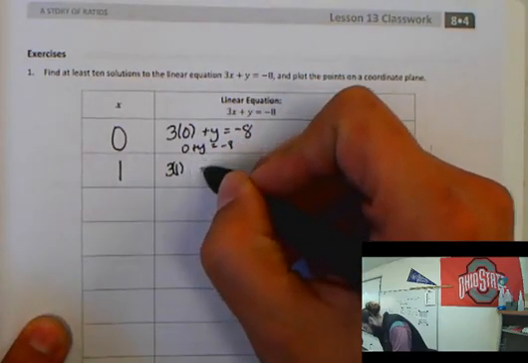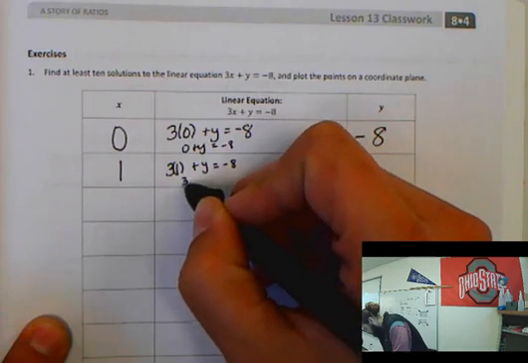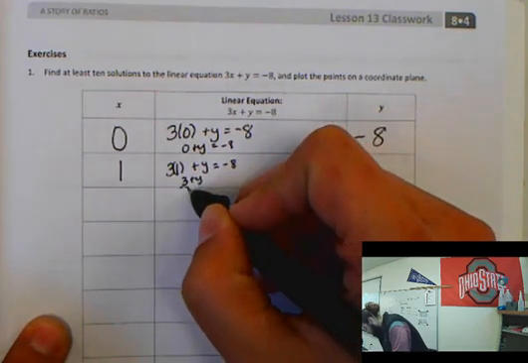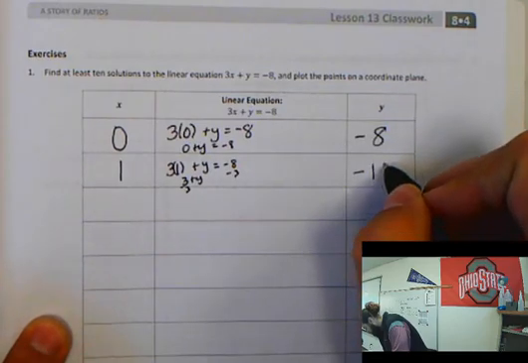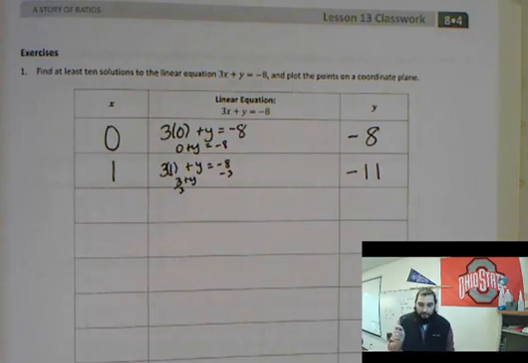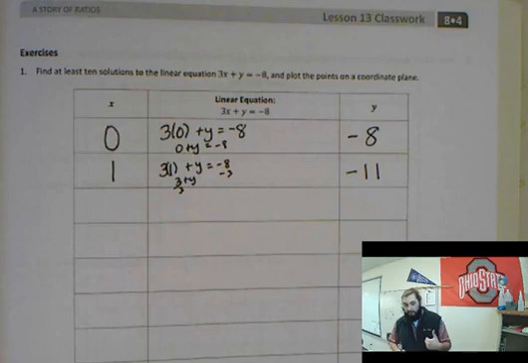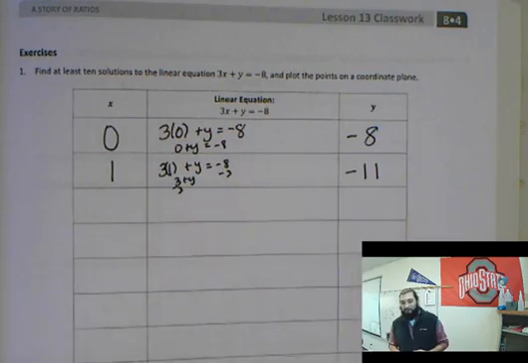The next one, we're going to go with 1 for x. So 3 times 1 plus y equals negative 8. That's going to be 3 plus y. So we're going to subtract 3 from negative 8. And so that means y is going to give us negative 11. We have to be careful when we're adding two negative numbers together, or we're subtracting a number from a negative. Okay, we have to make sure we calculate that correctly. So when x is 1, y is equal to negative 11.